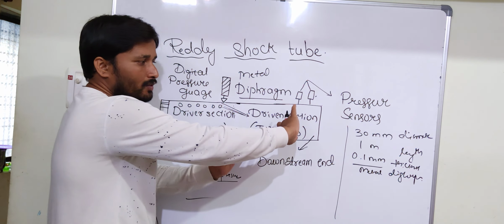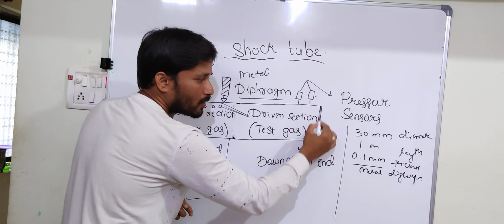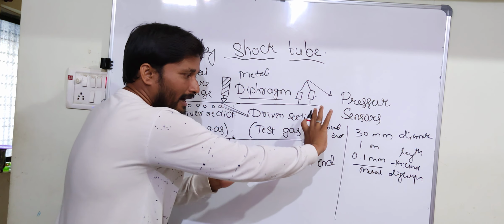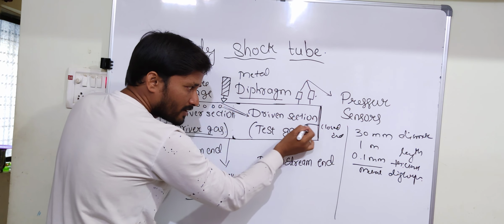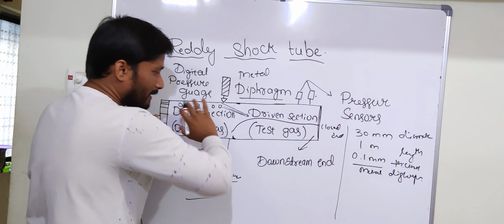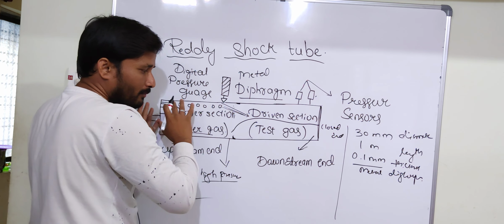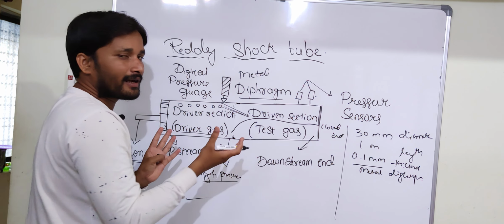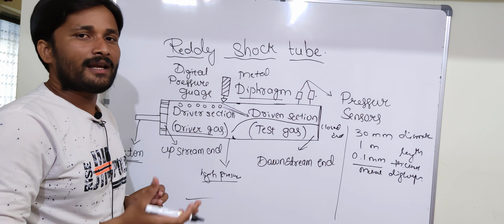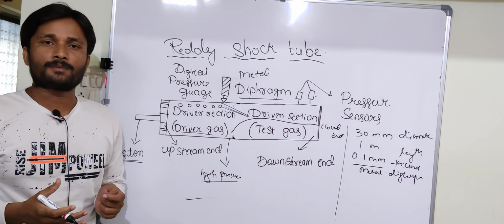Once they go to the driven section, they hit the end of this driven section. This is the closed end. Due to the pressure they hit it, and afterwards these gas molecules move towards the downstream end. Again, these gas molecules go like this and then they come back. When these molecular movements are created, at that time they produce the shock waves. So that generates a shock wave. This is the working principle of the Reddy shock tube.